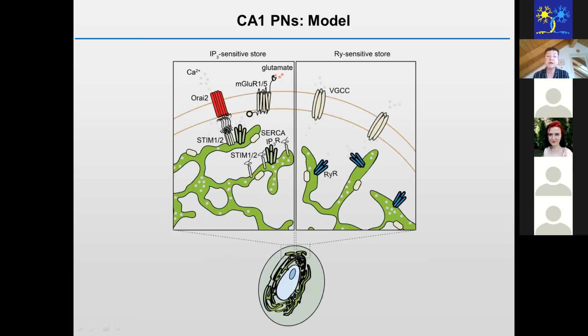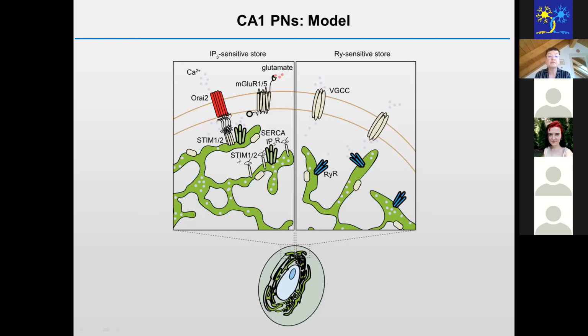So to summarize our findings in the CA1 pyramidal neurons, we have found that IP3 sensitive stores and ryanodine sensitive stores are functionally distinct and almost completely mutually exclusive. This was very much surprising given the fact that CA1 pyramidal neurons are really the most extensively studied neuronal cell type in the entire brain, I would say.